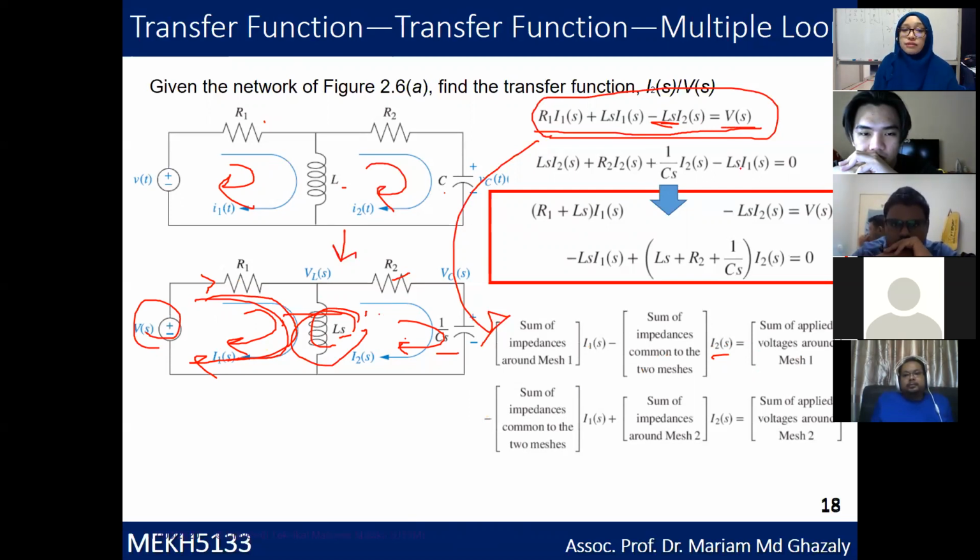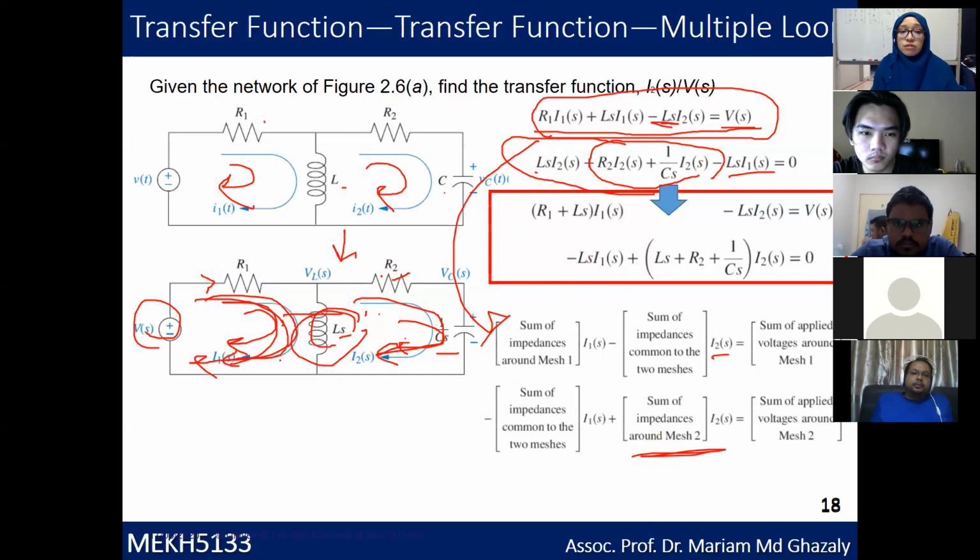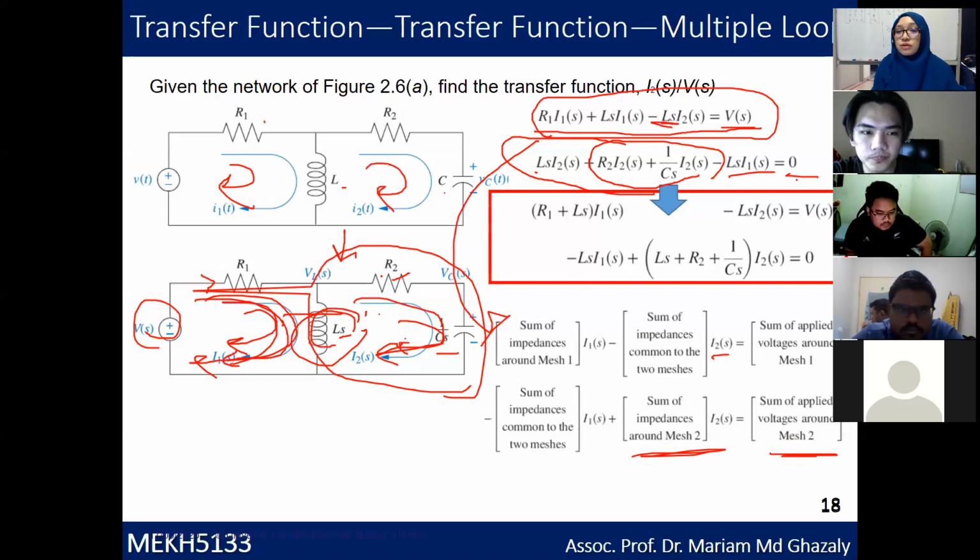Similarly, to get equation number 2 around mesh 2, use the same method. So the sum of impedance around mesh 2: you have R2 plus 1 over CS, times I2. Then minus the impedance common to mesh 1, which is LS, times I1, equivalent to 0. Do you have any sum of voltage around mesh 2? Any voltage here? No. So that's why you have 0. When you write out again, you will get equations 1 and 2, and you can rewrite it to this.